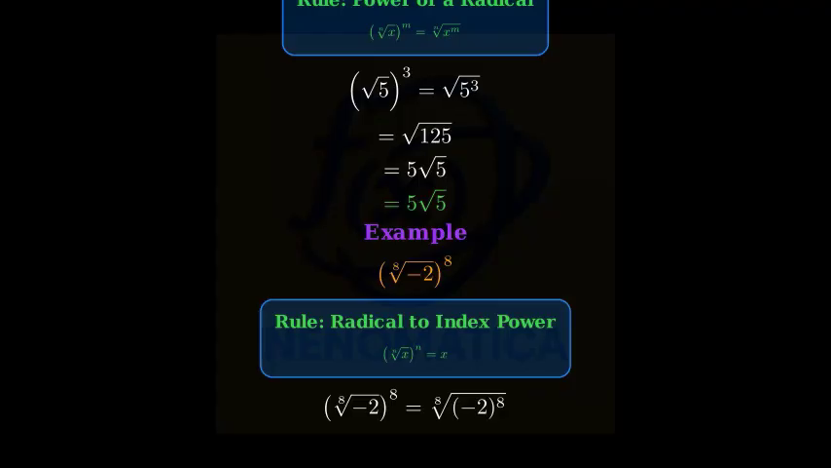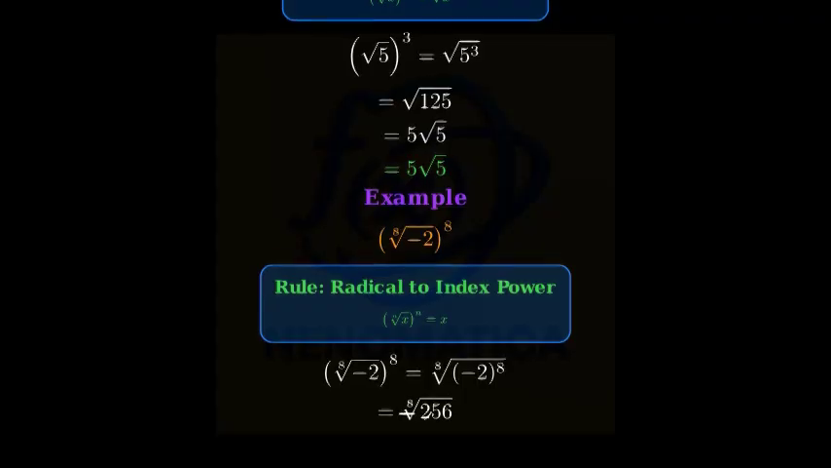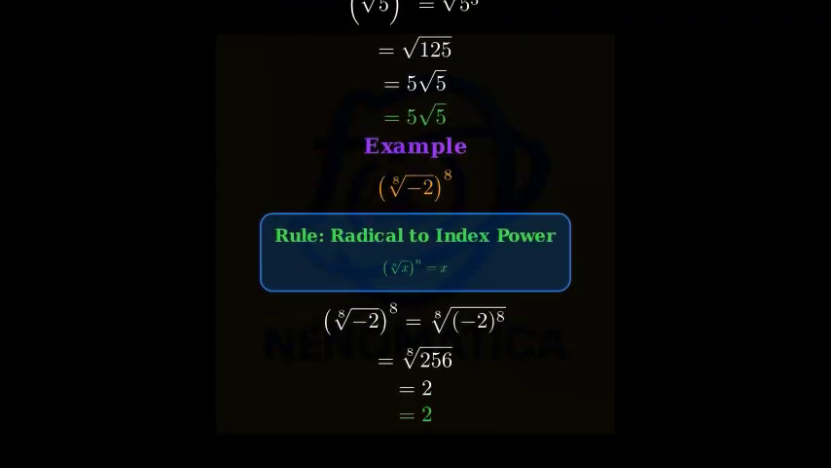Let's compute -2 to the power of 8. We know that -2 to the power of 8 is equal to 2 to the power of 8, because the negative sign raised to an even power becomes positive. 2 to the power of 8 equals 256. Now, we need to find the eighth root of 256. Since the eighth root of 2 to the power of 8 is exactly 2, the eighth root of 256 equals 2. Let's look at one more example.